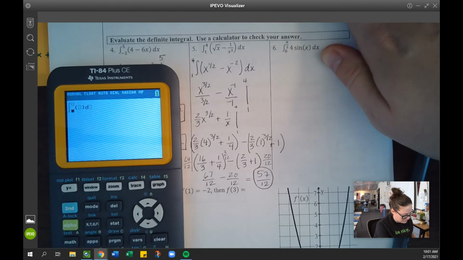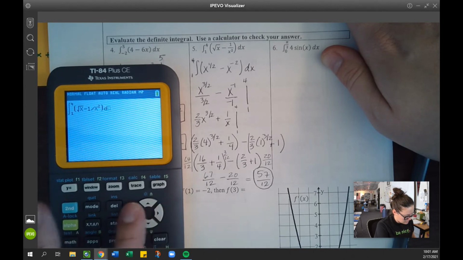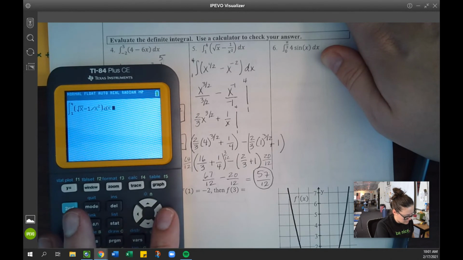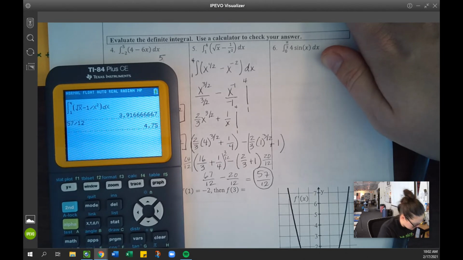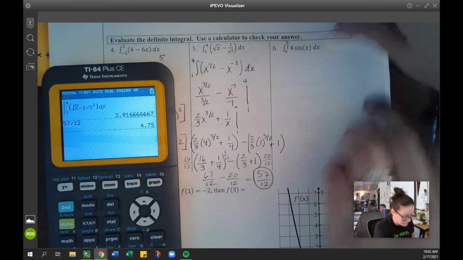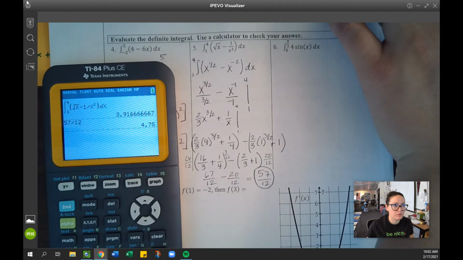Math 9, 1 to 4, square root of x minus 1 divided by x squared dx. Moment of truth here. All right, let's check. 57 divided by 12. Okay, did something wrong. All right, let me figure it out here.